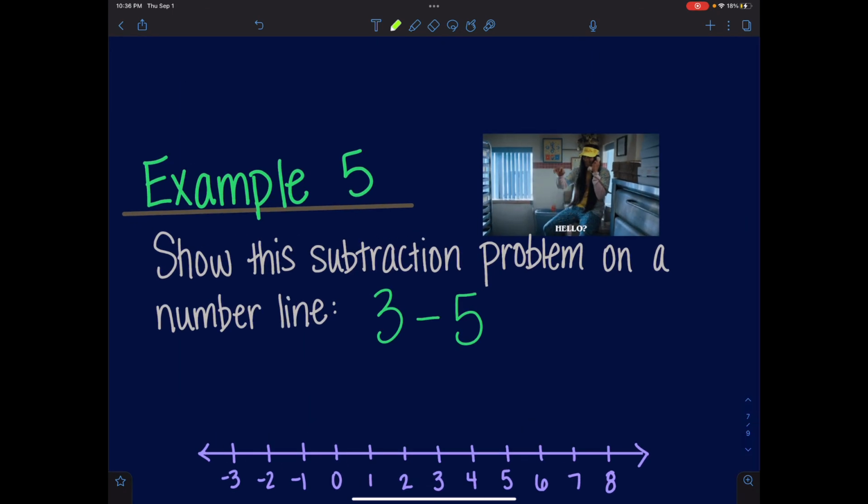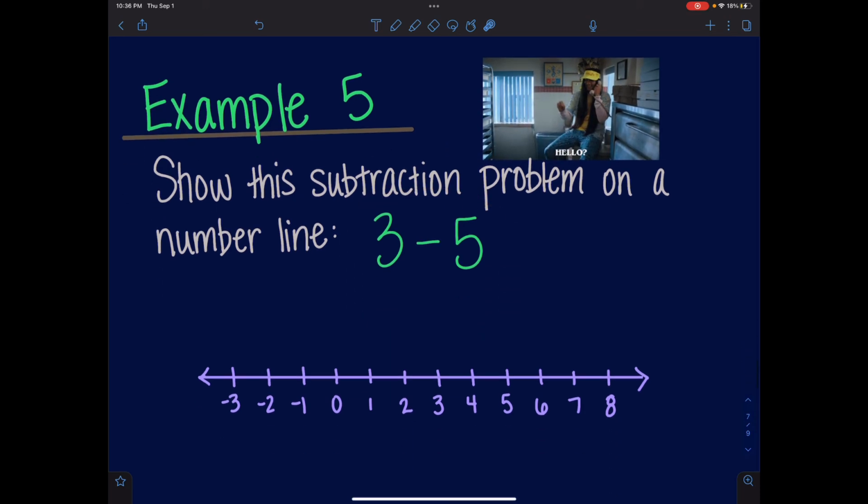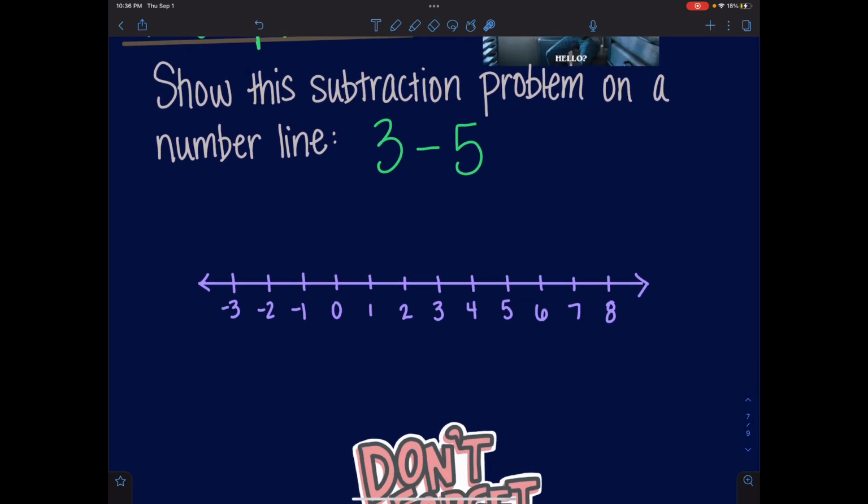It's okay. All right, let's do example 5. Example 5 is show this subtraction problem on a number line. Now this one is definitely more intense because it's 3 minus 5. But if we do it the same way, we'll end up with the right answer. We start at 0. The first number is a positive 3, so we're going to go 3 to the right.